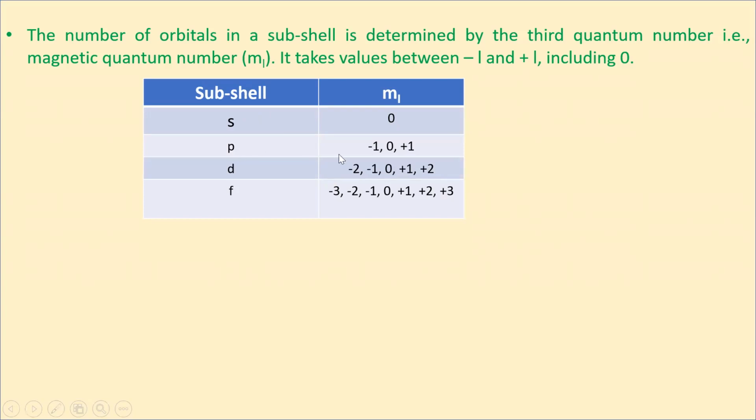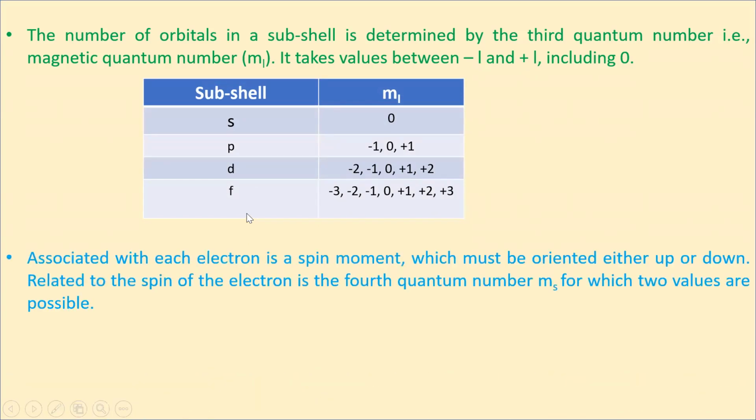Whereas in the P subshell, it is from minus 1, 0 and plus 1. The azimuthal quantum number of P is 1, so minus 1, 0, plus 1, that is minus L to plus L. Hence it has three orbitals in the P subshell. In case of the D subshell, we have 5 orbitals, and for F, it is from minus 3 to plus 3. So 7 orbitals are present in the F subshell.